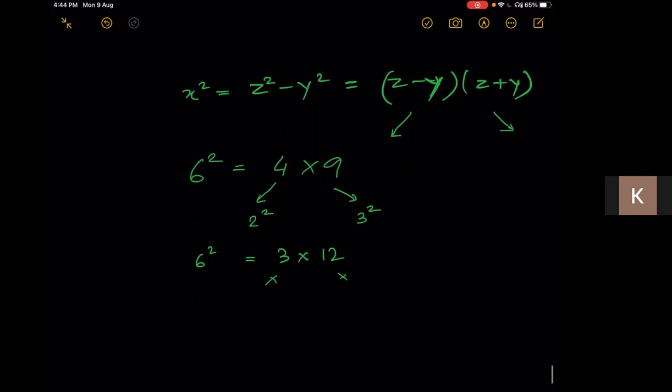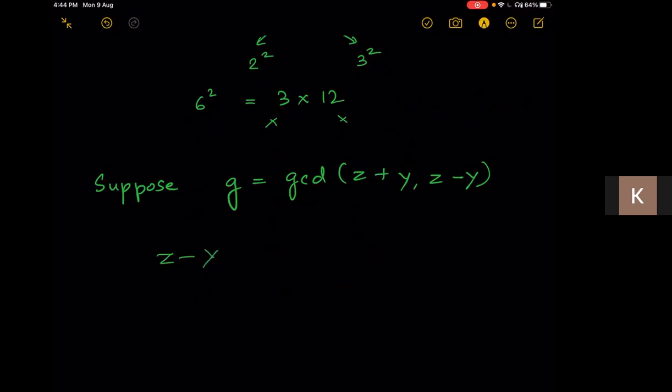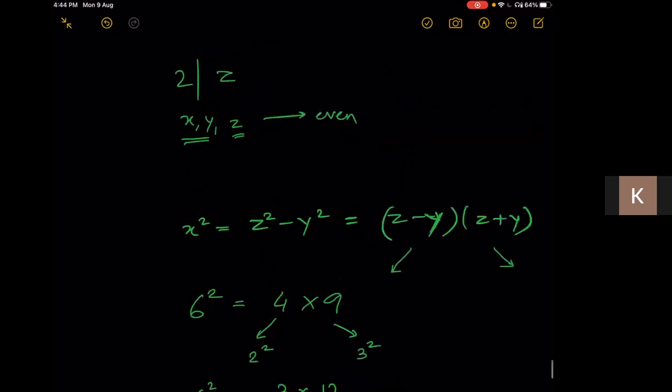Okay. So suppose G equal to GCD of z plus y and z minus y. Acha, by the way, x is even. Let x be the even guy and y be the odd guy. Forgot to tell you.